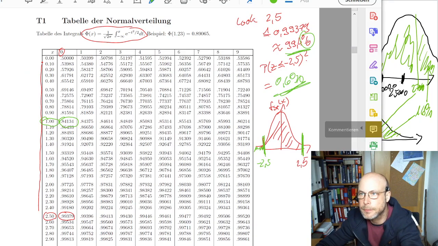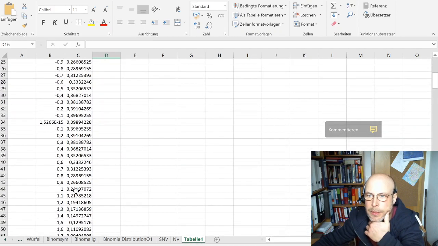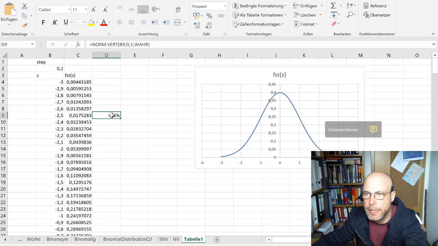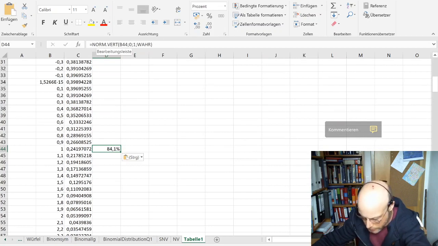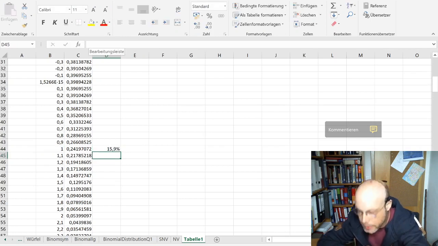Or we go in our Excel file, and this is also a number we already had. We have this number here, but we want again to have the cumulated value. So here it should be 84%, but we need 1 minus this number, which is our 16%. This is a way how you can do it.